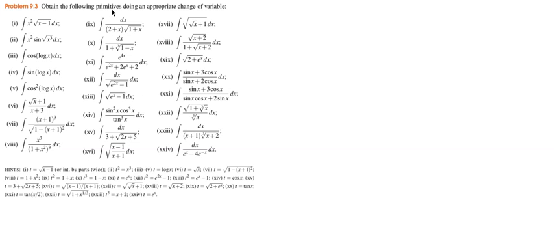9.3. Obtain the following primitives doing an appropriate change of variable. Okay, so we have, if you count them, there are 24 primitives. So grab a cup of coffee or tea or whatever, because this is going to take long.